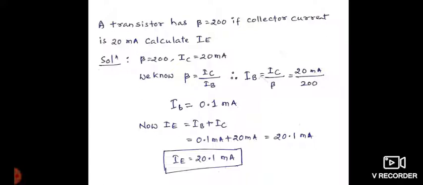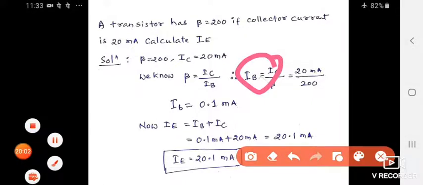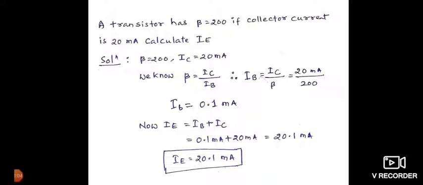Now, some problems will be asked in the question. A problem is like this: transistor has beta equal to 200. If collector current is 20 milliampere, what is the value of IE, that is the emitter current? We can calculate like this. We know that beta is equal to IC divided by IB. The value of IC is given. So, from this equation I can calculate the value of IB. IB is equal to 0.1 milliampere, I am getting from the above calculation.